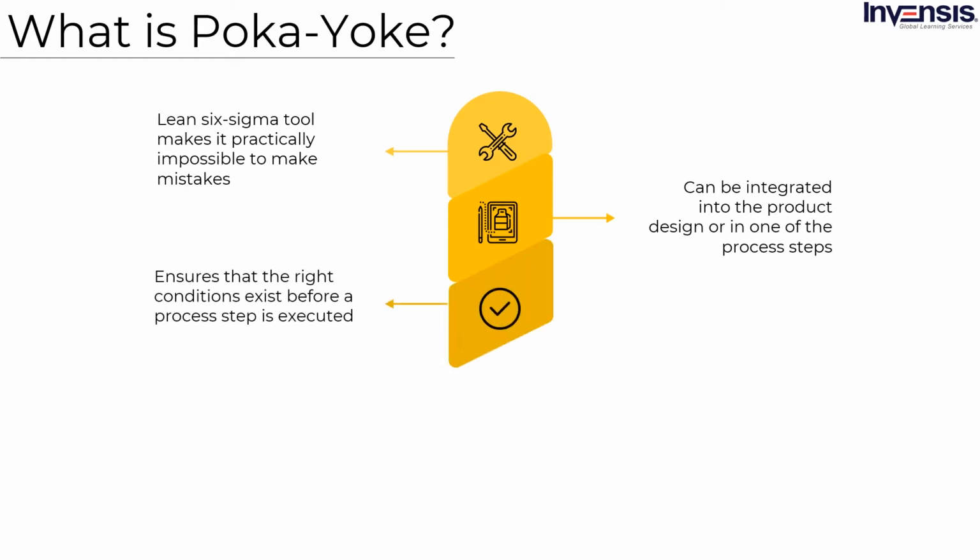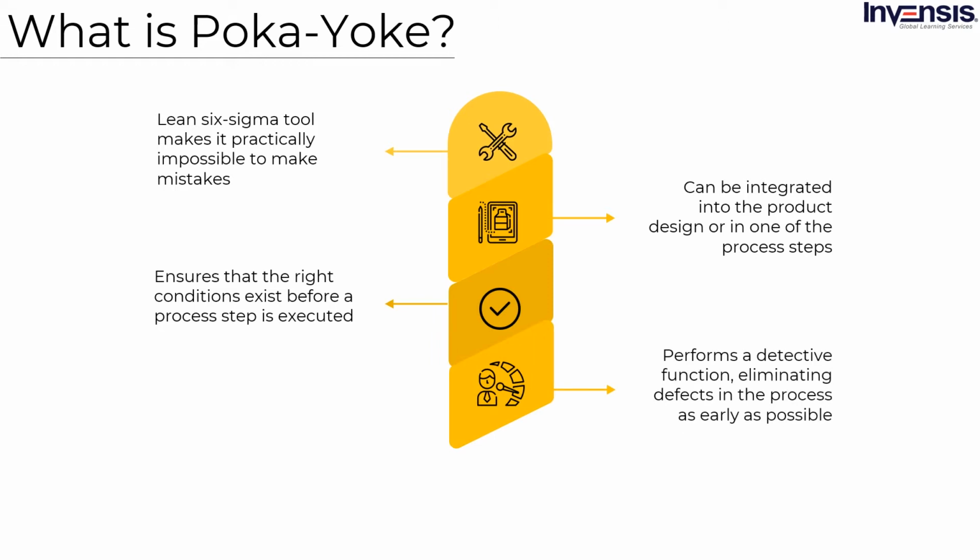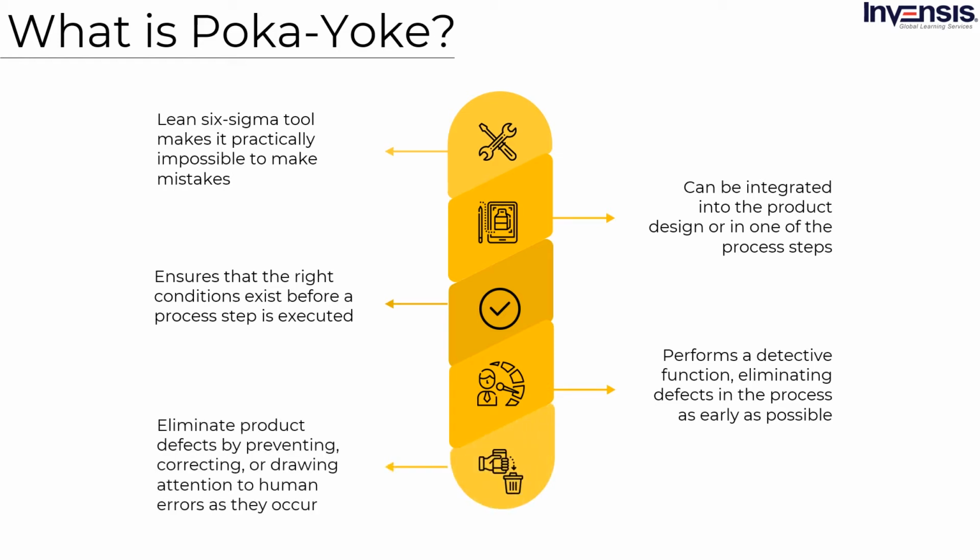Poka-Yoke ensures that the right conditions exist before a process step is executed, and thus prevents defects from occurring in the first place. Poka-Yoke also performs a detective function, eliminating defects in the process as early as possible. Poka-Yoke is any mechanism in a lean manufacturing process that helps to avoid mistakes. Its purpose is to eliminate product defects by preventing, correcting, or drawing attention to human errors as they occur.